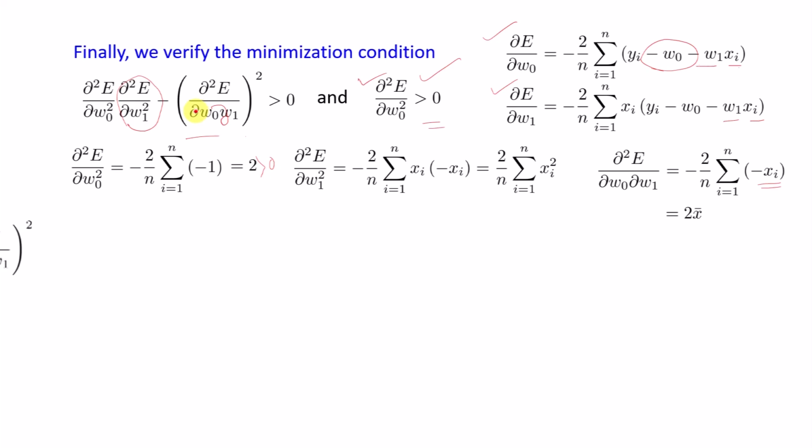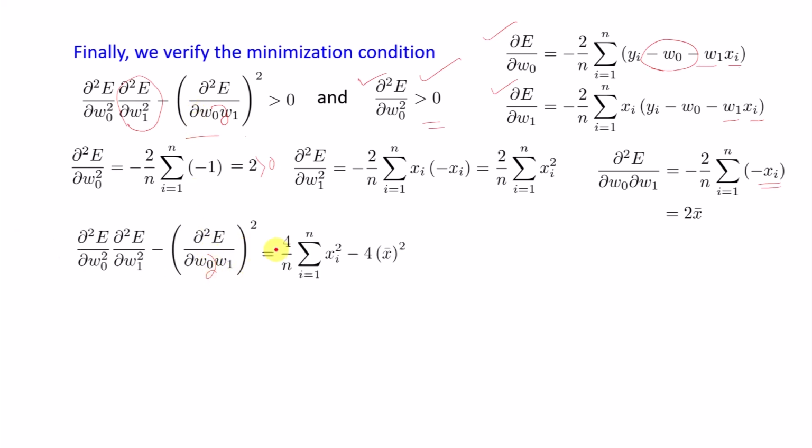We have to check this condition here. This condition here gives us 4 by n summation of xi square minus 4 x bar whole square, because there is a square here, 2 times x bar. And this gives me 4 by n summation of xi square minus n x bar square. So if you remember, only a few minutes ago we have proved that this is equal to this, summation of xi minus x bar whole square.